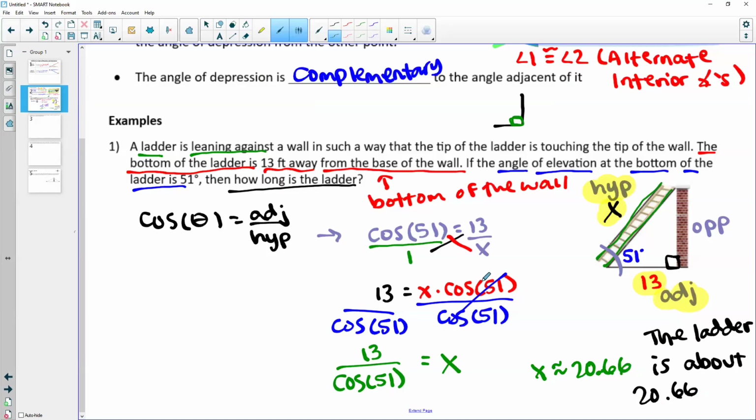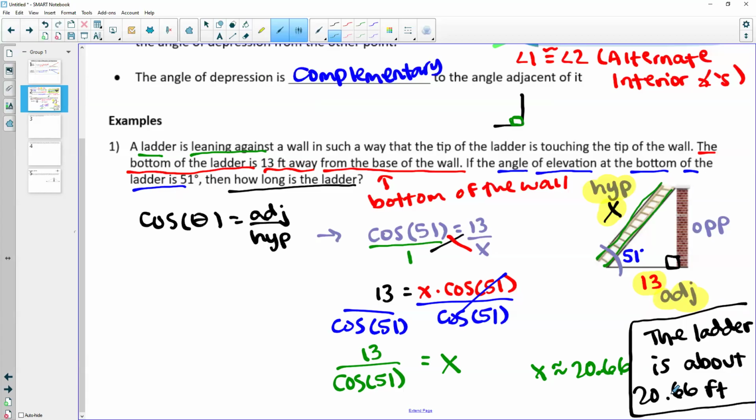What are the units here? Inches, feet, what are we looking at? I'm going to look for a number here. It says 13 feet, so we know we are looking at feet here. So the ladder is about 20.66 feet. And so that's how we're going to use trigonometry to answer these word problems.